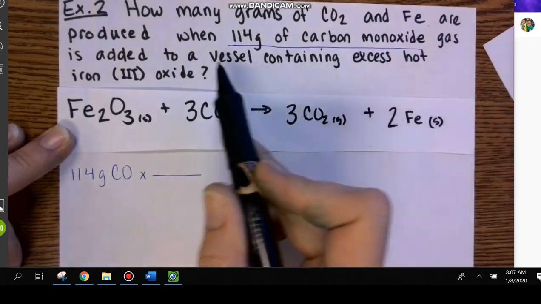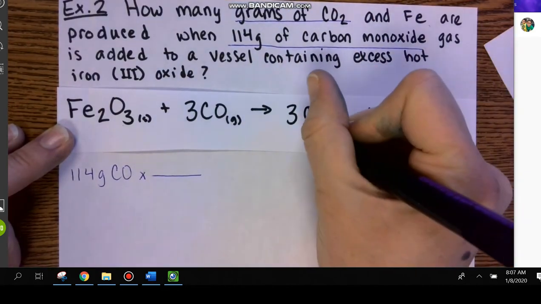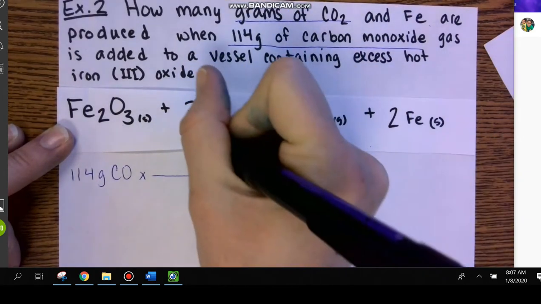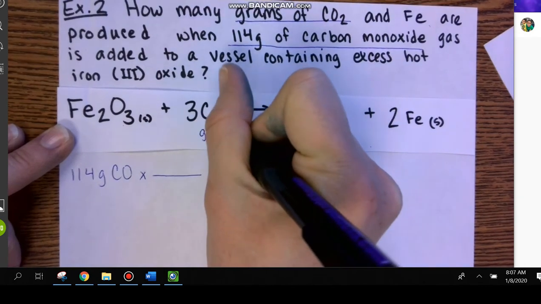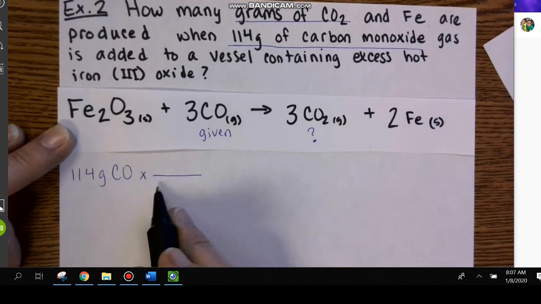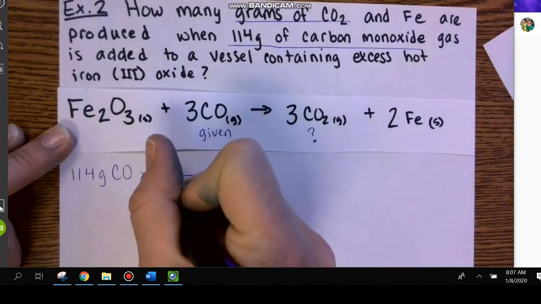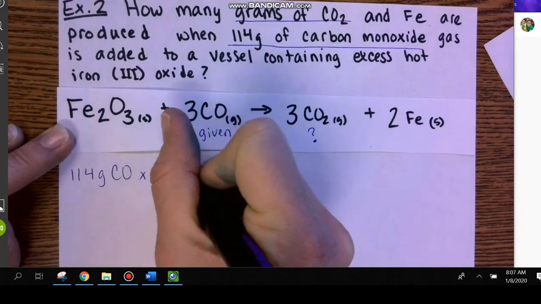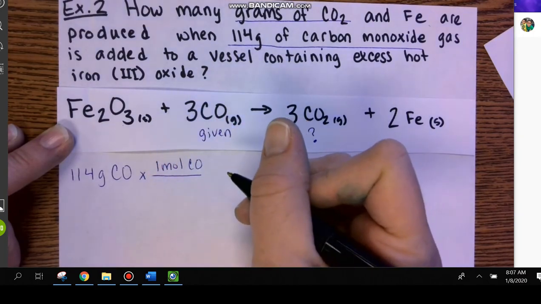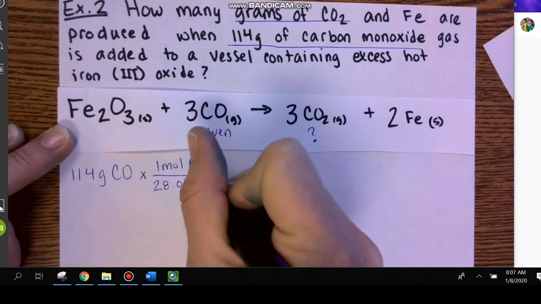And the question is, how many grams of CO2? So we're trying to find this, and we're given this. So this is what we're converting to. So we're given this, and we're going to find our molar mass here at the bottom. So how many grams per mole? For every 1 mole of carbon monoxide, there are 28.01 grams.